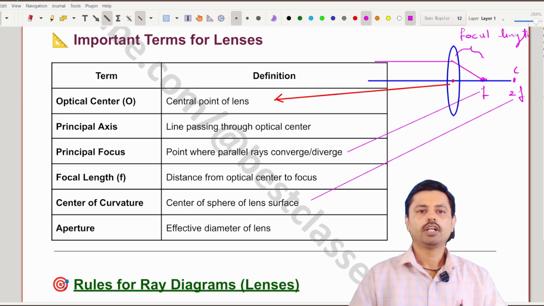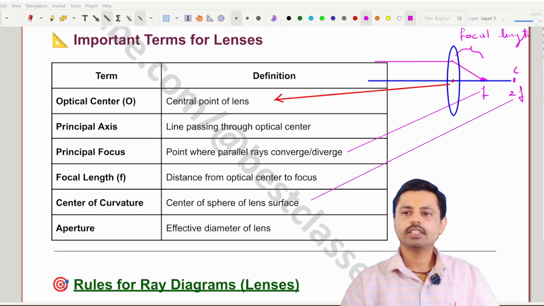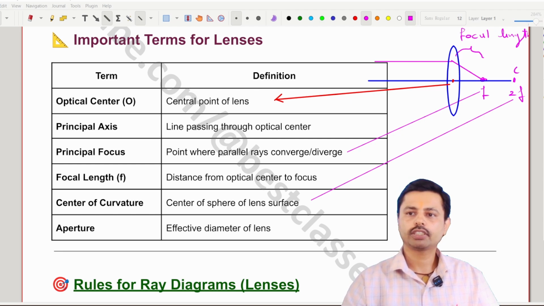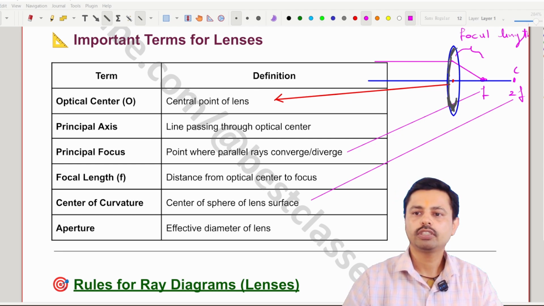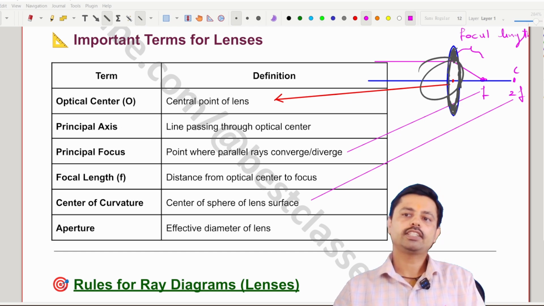Then aperture. Aperture is usually not in this chapter, but still I will say. Let's say this part is covered for protection and you can only see a small part, meaning light can pass from only a small part. The area from where the light can pass, where the light is exposed, is called aperture.